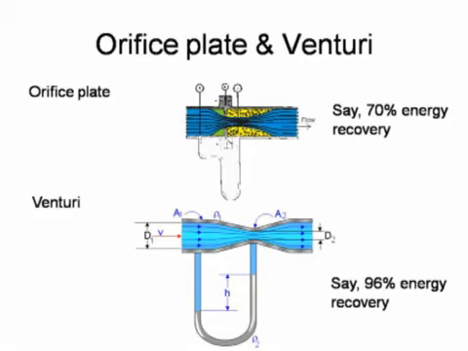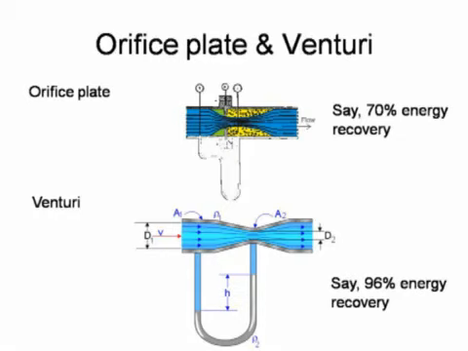The other aspect of this diagram is the recovery of the pressure after the constriction. In the orifice plate, the recovery is only something like 70% because of all the turbulence that can be seen marked in yellow on the orifice plate diagram. With the venturi, the geometry helps the energy recovery because those turbulences don't occur. So up to say 96% energy recovery is possible with the venturi.